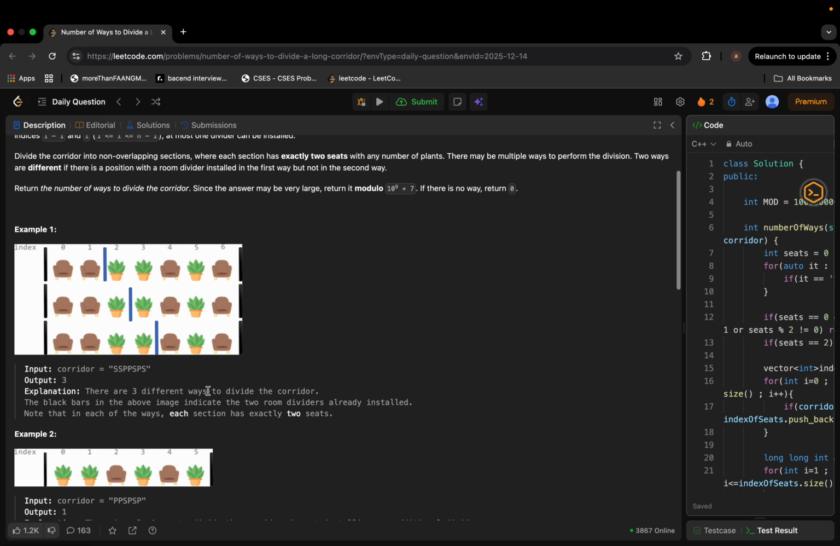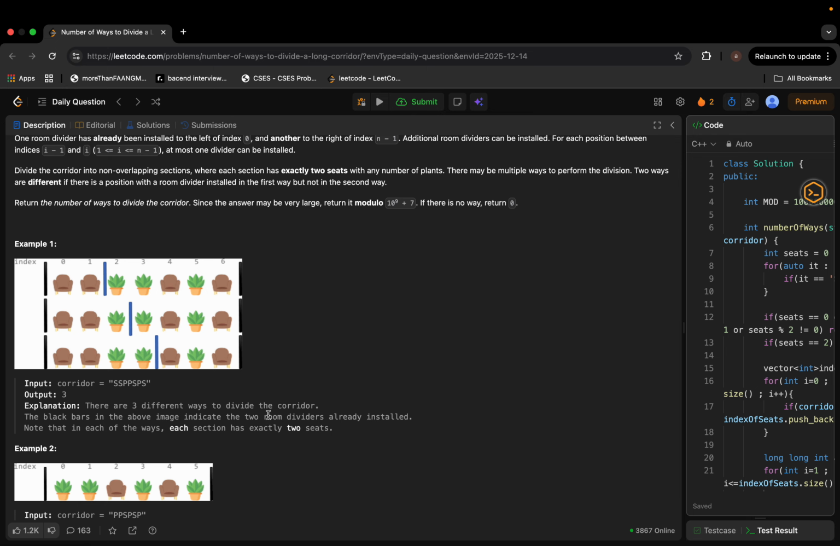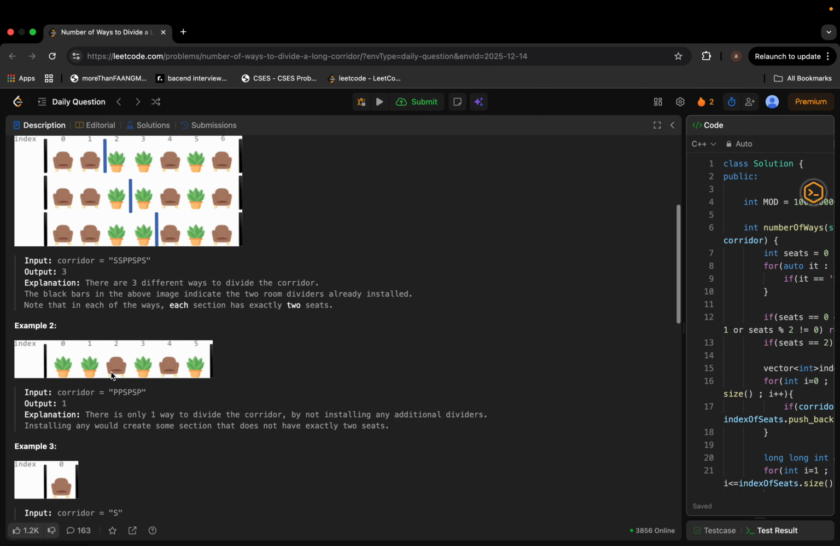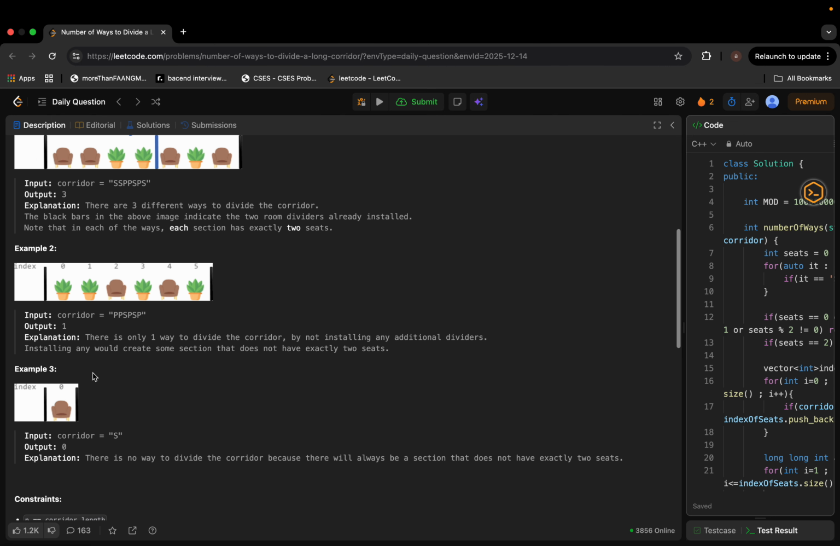Okay, let's see some examples. We have one more example. Here we have two seeds and three plants. So if you can see, we only have two seeds, so we cannot divide it further. If we have one seed also, we cannot divide it further, and if we have zero seeds, then there is no point in division, we cannot divide.